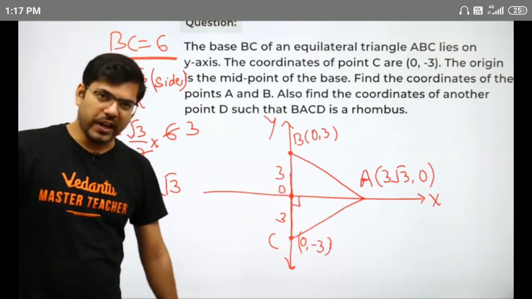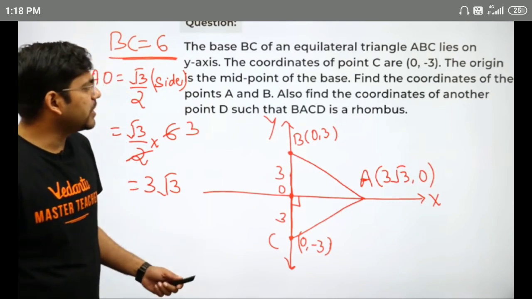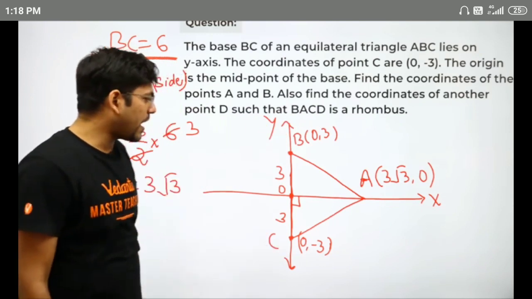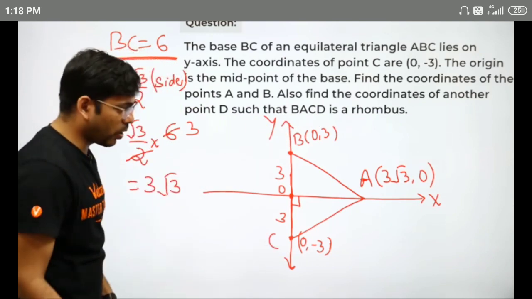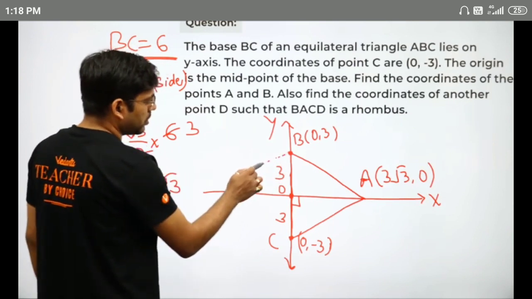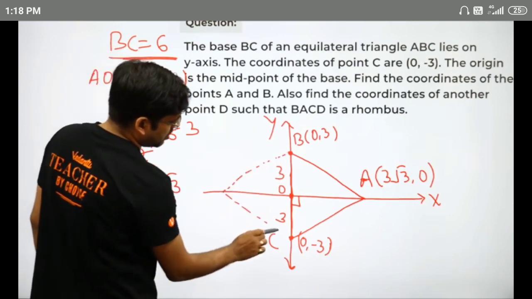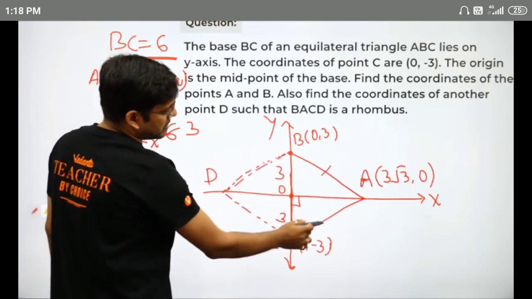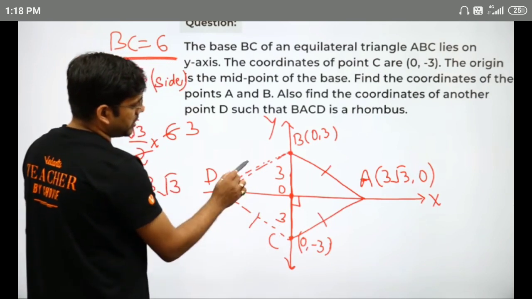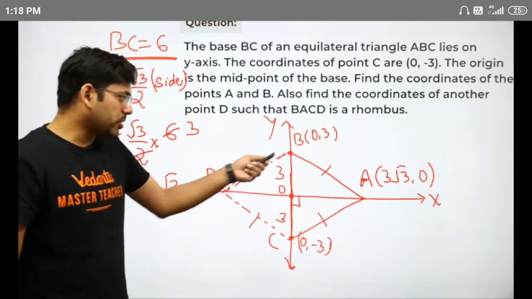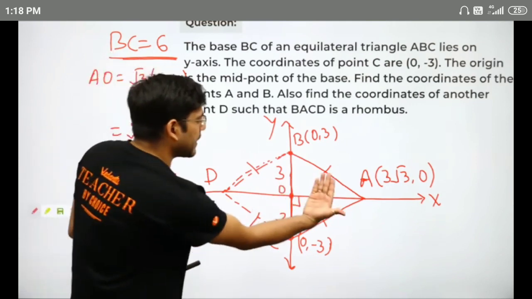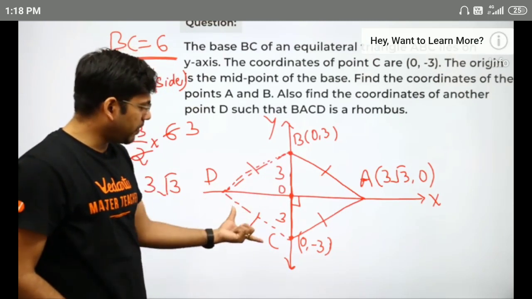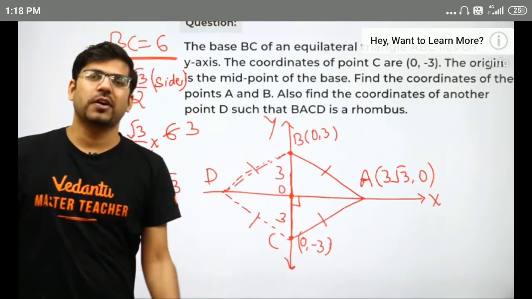Now you have got the coordinates of A, and very easily, let me tell you, also find the coordinates of another point D such that BACD is a rhombus. If you have to find a rhombus, then this will be the point D, and BA is equal to AC is equal to CD is equal to BD. Why am I saying this? Because this is also an equilateral triangle. I have just replicated this triangle to this side, so BA will be equal to BD, equal to CD, equal to AC. So we have got our rhombus.